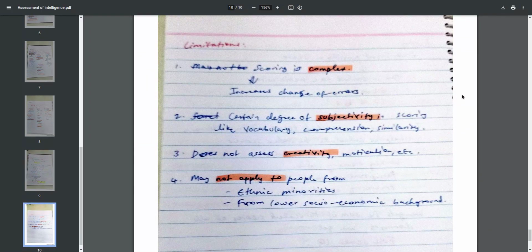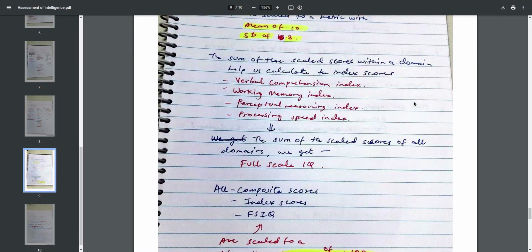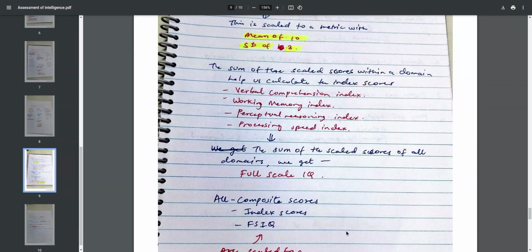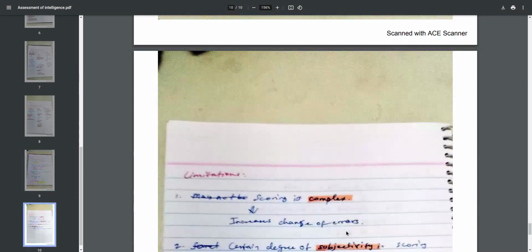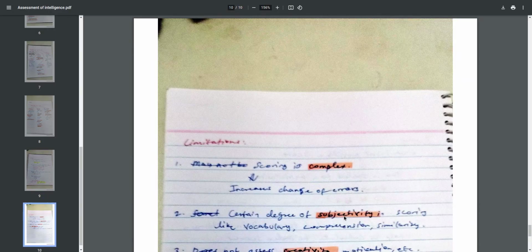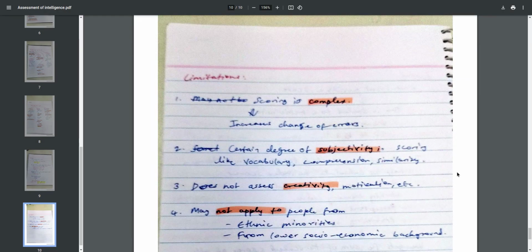Then now let's look at the limitations. As we just discussed, the scoring is pretty complex. There's a lot of mean calculation going on here. So the examiner, the person who evaluates the exams, has to be extremely careful, as a lot of errors can occur. And then there's a certain degree of subjectivity.